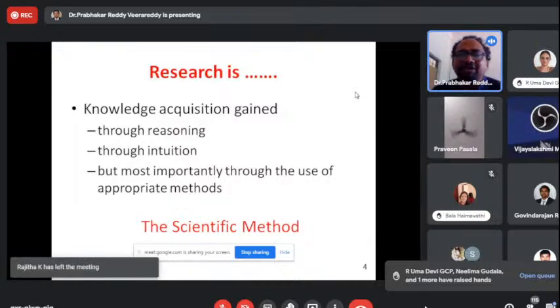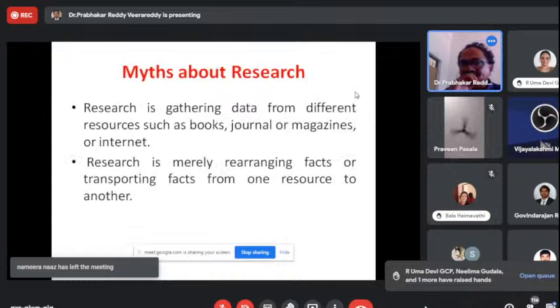So research is knowledge acquisition, gain. How are you going to get knowledge? Through reasoning, through intuition, but most importantly, through the use of appropriate methods. That is called scientific methods. So this is very, very important.